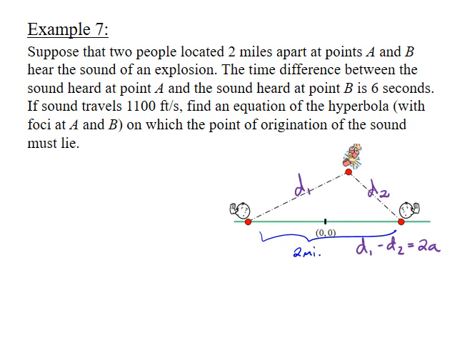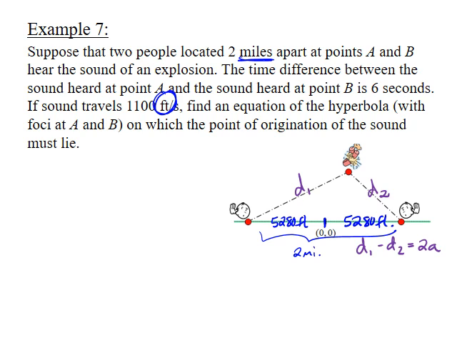So if this is 2 miles and this is 0, 0, I want to convert, because this is in feet, I want to convert miles to feet. You may recall that 1 mile is 5,280 feet. So that means this is 5,280 feet and this is 5,280 feet.